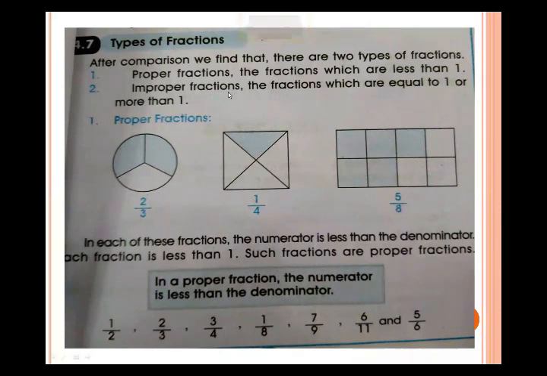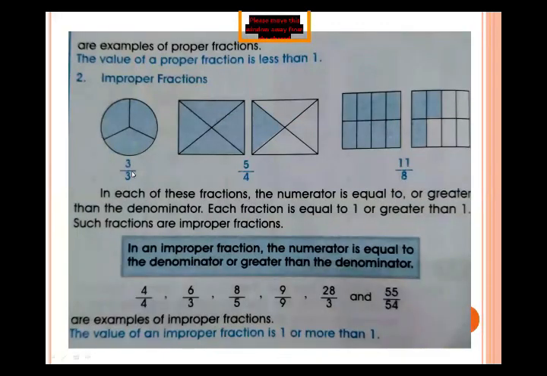Now, improper fraction. How do we identify an improper fraction? The fractions which are equal to or more than 1. It means that if the numerator is equal to the denominator, like this one, or greater than the denominator, that type of fraction is called an improper fraction.